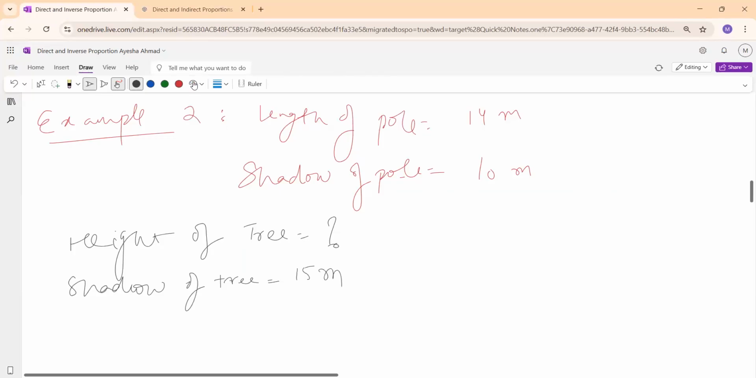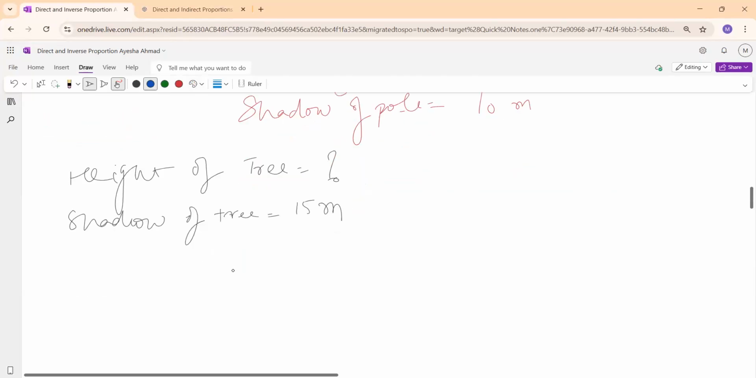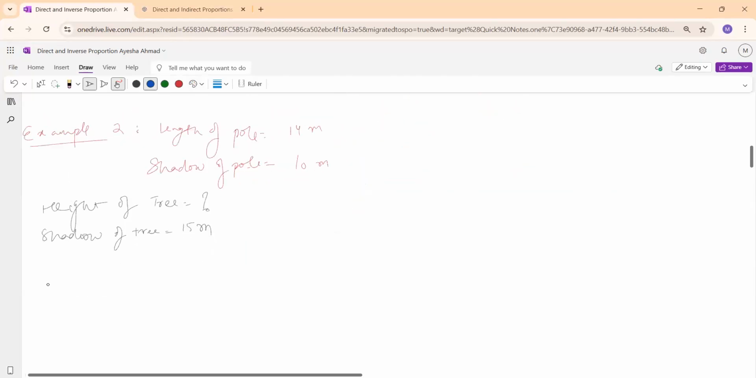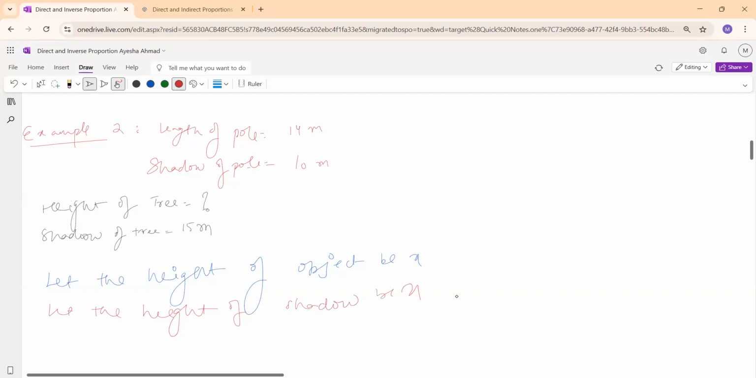Now Aisha, actually what are we trying to do here? Take the length of object, whether it is a pole or tree, let that be x. Just keep watching. I'll say let the height of object be x and let the height of shadow be y. So Aisha, I took the height of object as x and height of shadow as y.